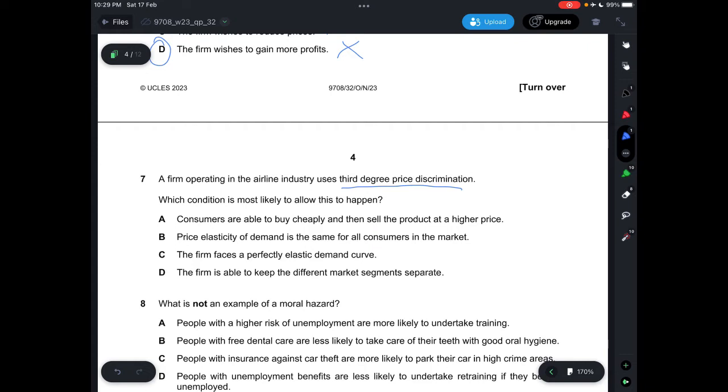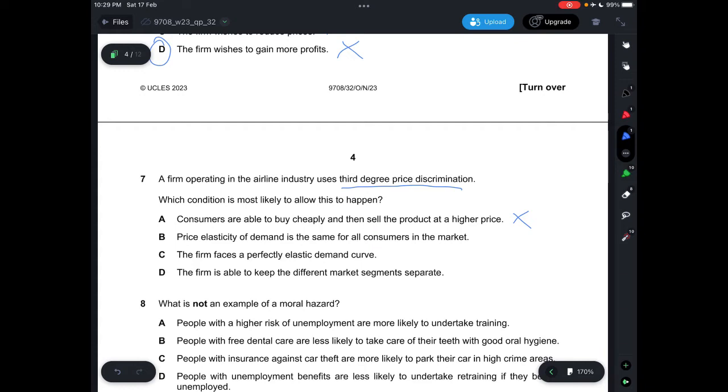So you can see A, it says consumers are able to buy cheaply and then sell the product at a higher price, which is not the answer because this will not make third degree price discrimination possible. Like what I mentioned, it has to be a service, and this is an item, not a service, so A is not correct because of that. And the fact that the consumers are able to sell the product again means that it is not effective.